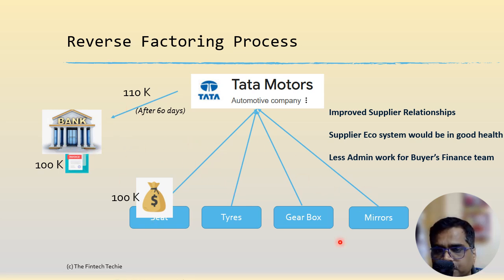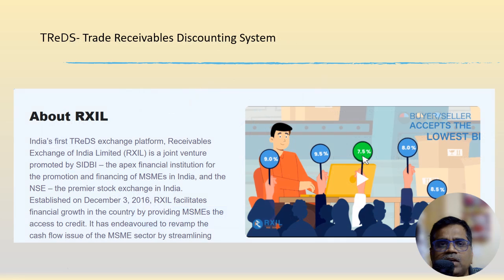So with this, you would have got an idea what is factoring, what is reverse factoring, why it is known as supply chain finance, because you are financing the supply chain of the corporate. What is buyer centric, what is seller centric. Now, with this background, you will be able to better appreciate what RXIL, which was a joint venture of SIDBI and NSE, did when they introduced in 2016 the TReDS platform, Trade Receivable Discounting System. There's a very nice video which I have posted in the description box. Have a look.